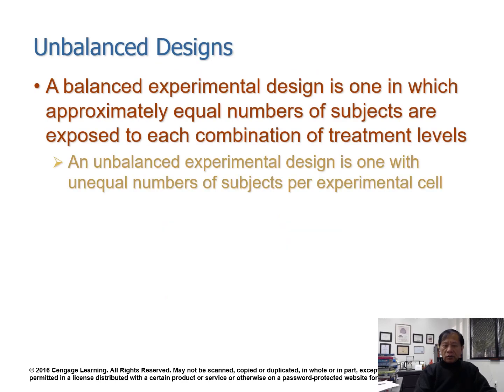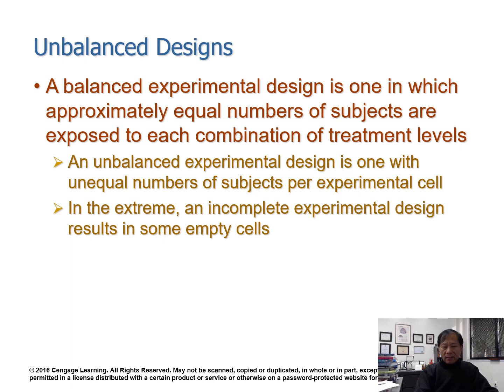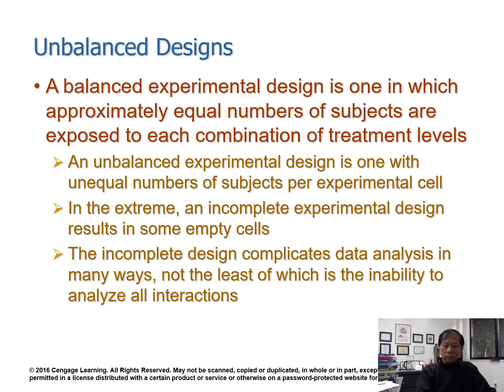Then there's the issue of balanced versus unbalanced designs, right? A balanced design is one in which approximately equal numbers of subjects are exposed to each combination of treatment levels. For different treatment levels, different groups, you have an equal number of people, okay? And that's balanced. And unbalanced, you have a different number of people, okay?